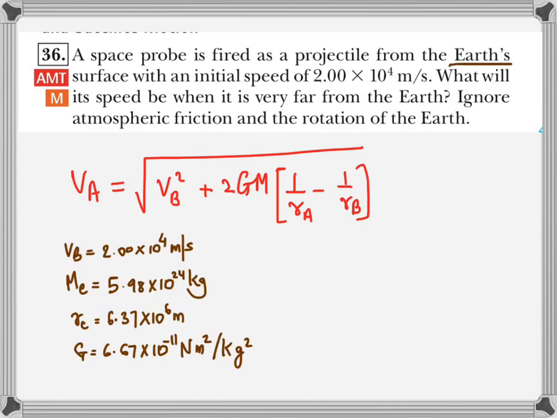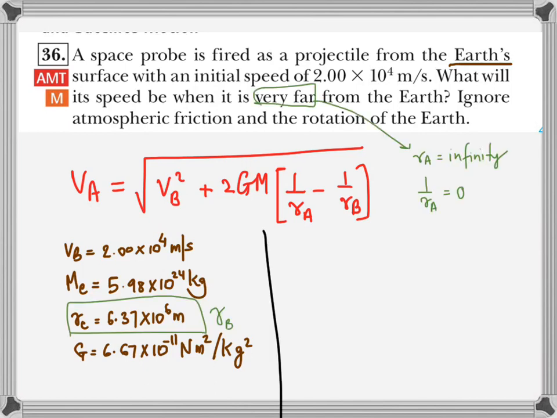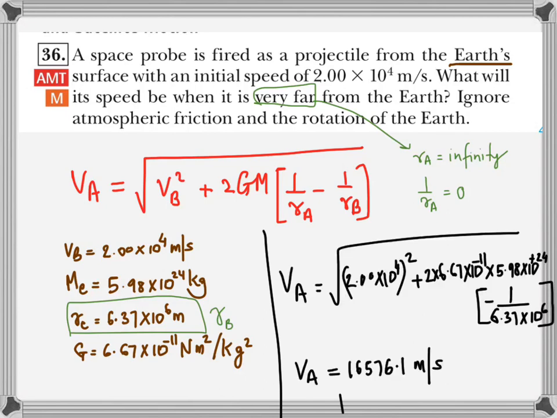We write the data which is given. ME and RE are the mass of the Earth and radius of Earth, which will be provided. Now let's check: the initial distance is RB, which is 6.37 × 10⁶ m, because it is projected from Earth's surface, and the final distance is infinity. It says very far, so we'll take it as infinity. So 1 over RA will be equal to 0. We substitute the values in the formula and we get the value for VA.